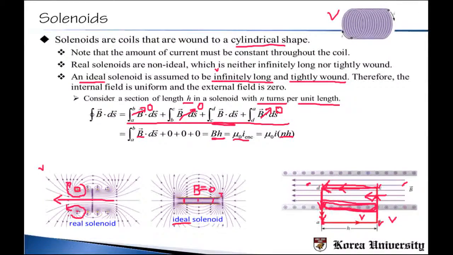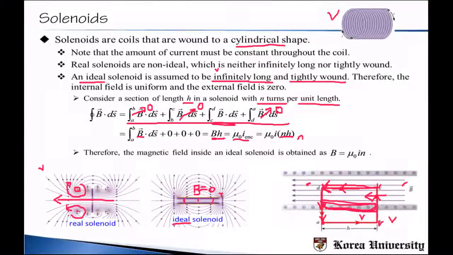So now we have completed the calculation, and finally, if you summarize it, the magnetic field inside an ideal solenoid is obtained as the permeability constant multiplied by the current and multiplied by the number of turns per unit length. Okay.